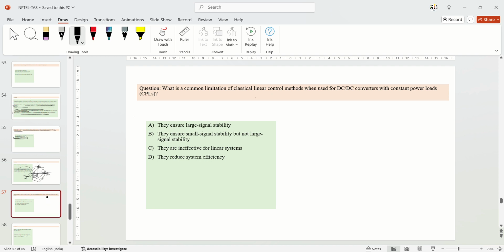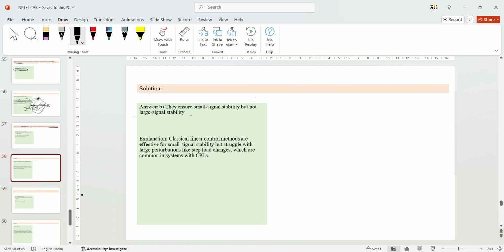So here is one of the questions related to the common limitation in the classical linear control methods when they are used with DC-DC converters with constant power loads. This is related to that. They ensure small signal stability, but they are ineffective for the large signal. So the main point is that they ensure the small signal stability but not the large signal stability that we have seen as well. Classical linear control methods are effective for small signal stability but struggle with large perturbations when step load changes can occur.